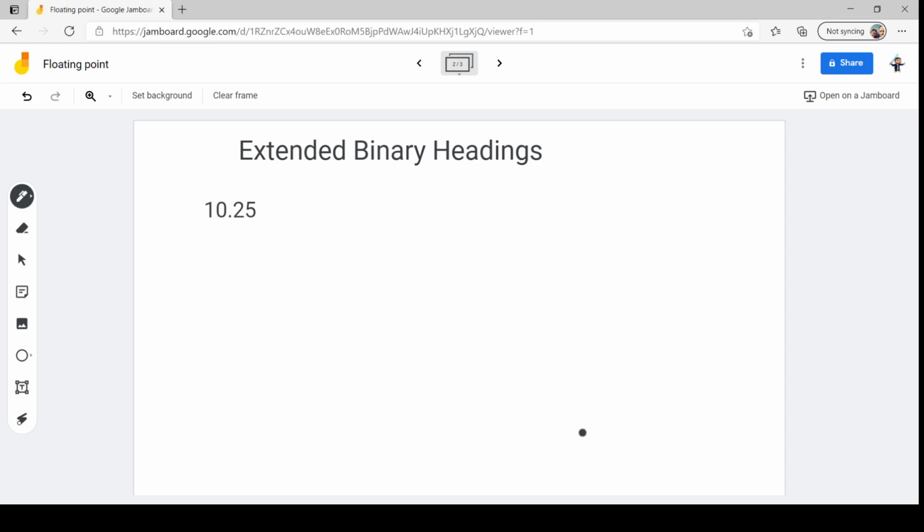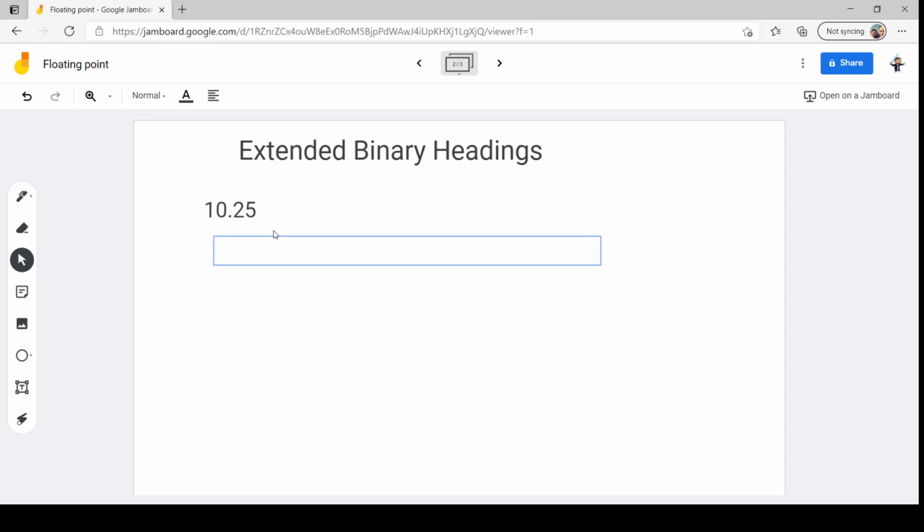Right, so the next thing we're going to look at is how we would represent a real number in binary. Now remember, a real number being a decimal point number. So on the screen we have the real number 10.25. The way in which we do that is we extend our binary headings. As with any denary to binary conversion, I'm going to write out the headings first of all. Give myself a nice big box, so I can fit it all in.